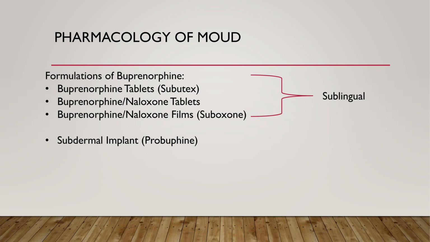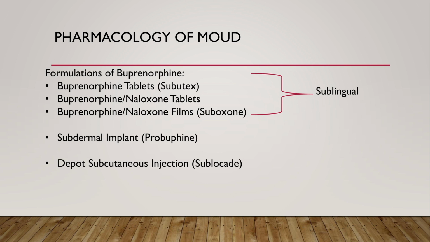Then there's a third type of formulation called Sublocade, which is a depot subcutaneous injection of buprenorphine. This is a medication that's injected once a month to the patient. It's a very effective medication. The downside of it is that it's very expensive. I know that Idaho Medicaid does pay for this medication.